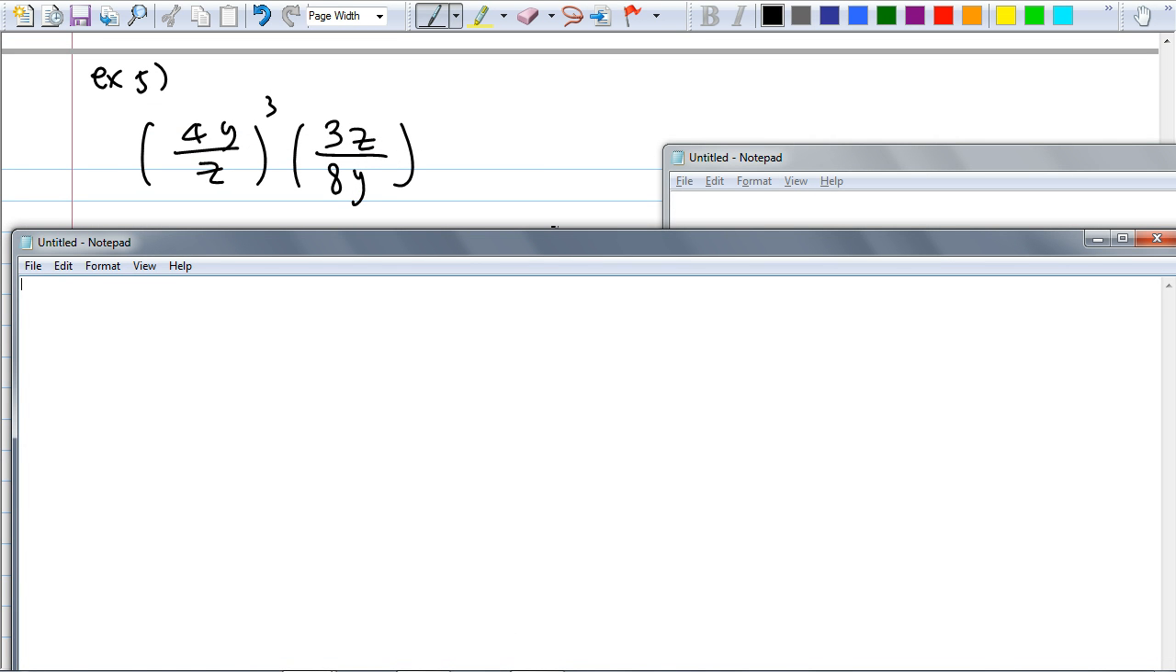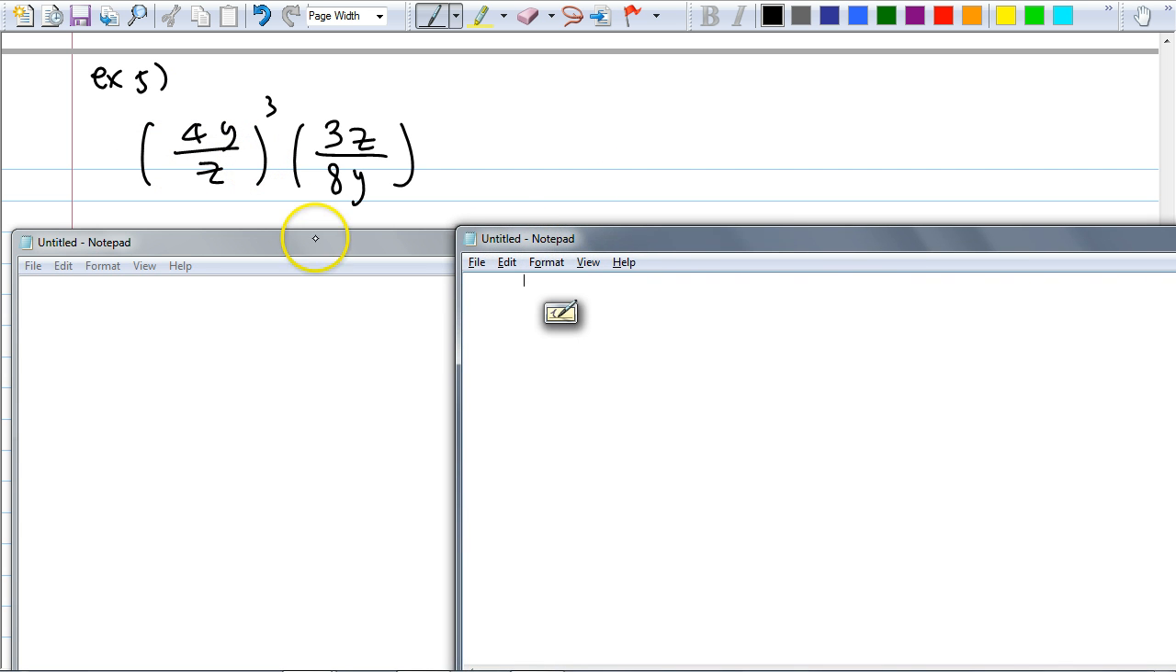Example 5, you have 4y over z to the 3rd power times 3z over 8y. Okay? So we're going to use that rule with that exponent. Can somebody tell me what the first fraction, 4y over z to the 3rd, would be if I simplify that? In other words, if I get rid of the parentheses, what would I get?